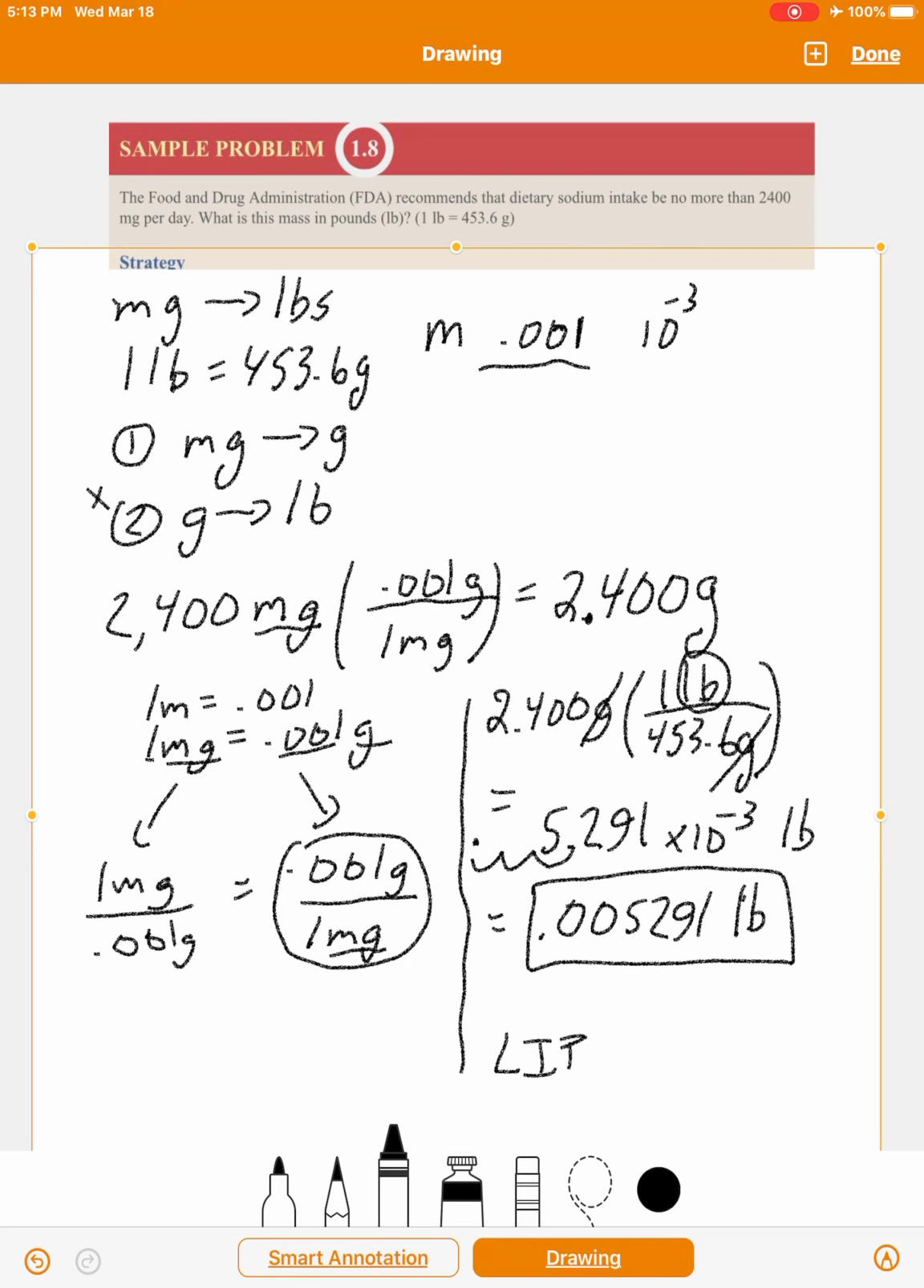There you go, my friends. 0.005291 pounds, or 5.291 times 10 to the minus 3 pounds. Both are perfectly fine. Those are both the answers. They're the same answer.